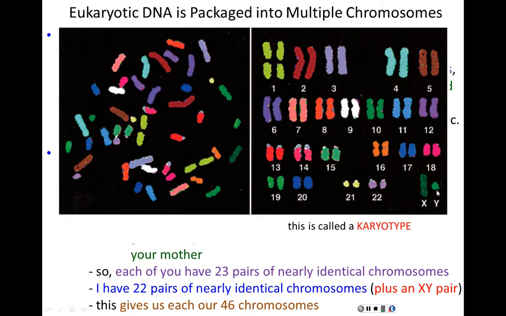What's important to note, just to say it again, is that for each of these homologous pairs, one of those chromosomes came from the father, and one came from the mother. And so in this case, for example, this chromosome came from the father, and this came from the mother, maybe this from the mother, and this from the father, etc. So each of us has one full set of chromosomes from one parent, and a homologous set from the other, giving us our pair.